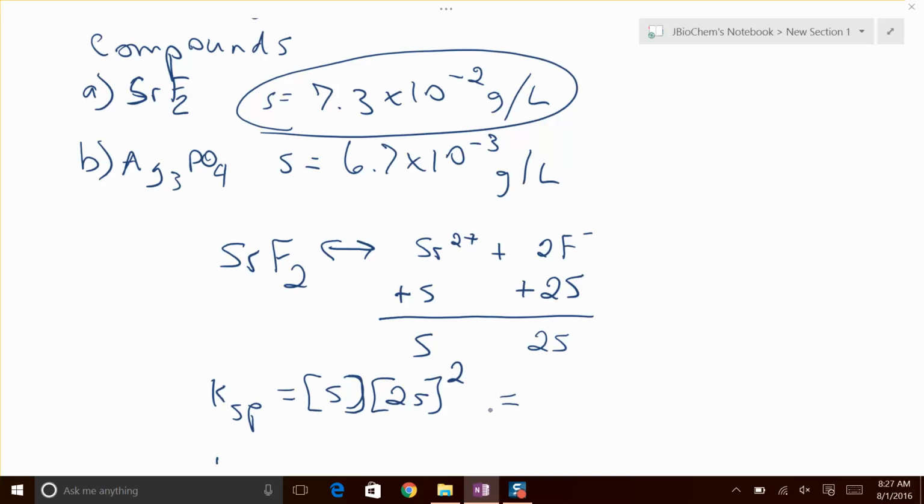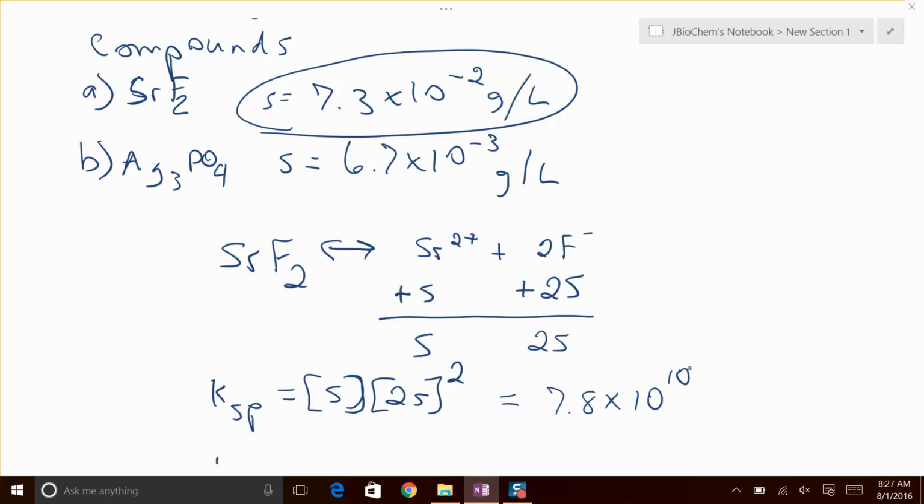Did you guys get an answer? What are you finding? 7.8 times 10 to the negative 10. That's what it is. Yes, 7.8 times 10 to the negative 10. That's what you should be getting for your KSP in this case.